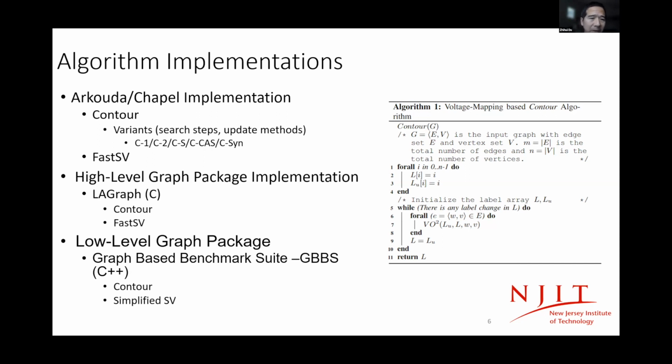We also implemented our method in the high-level LAGraph package, compared with their FastSV method. And in the low-level graph package, GBBS, they have a simplified and highly optimized SV method. We compare our method with this C++-based method.